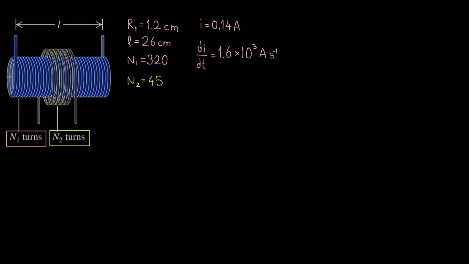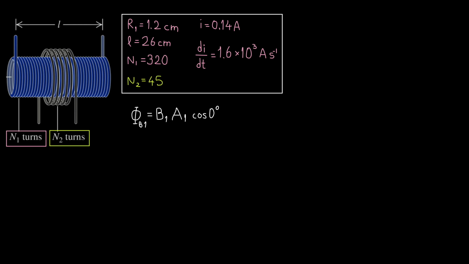A coil with 45 turns is wound around the solenoid with 320 turns and of length 26 centimeters. The radius of the solenoid is 1.2 centimeters. At a certain time, there is a current in the solenoid equal to 0.14 amps, and the current is increasing at a rate of 1.6 times 10 to the third amps per second.